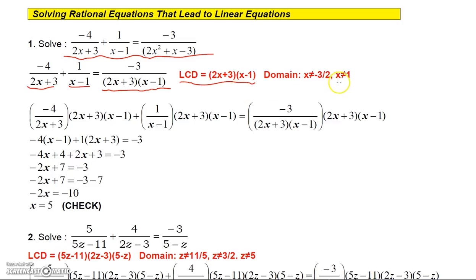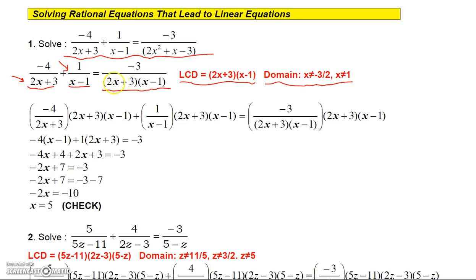Now it is good to note that the domain is x cannot be negative 3 halves and x cannot equal 1. Because if you plug negative 3 halves into this expression, you would get negative 4 divided by 0, which is undefined. If you plug 1 into this expression, you would get 1 divided by 0, which is undefined. So just keep that in mind in case we were to get an answer that said that x was equal to one of those values.